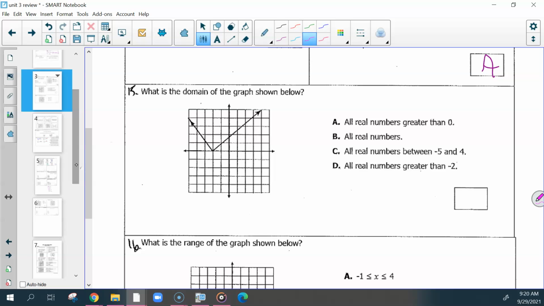So for 15, it's asking for the domain of this graph. Remember, domain is left and right. These have arrows. What would the domain of this be? No, because that would mean it would start at 0 and keep going to the right. So is it all real numbers? Remember, this is talking about the domain. Now, if it asks about the range, A would be the correct answer.